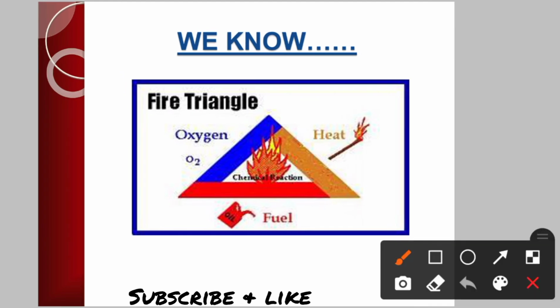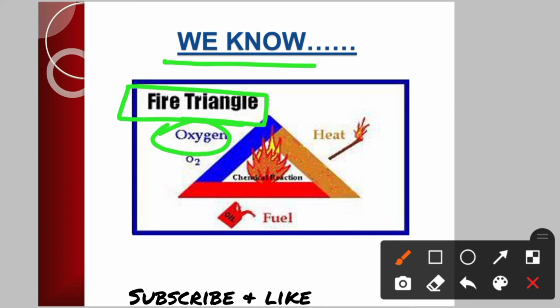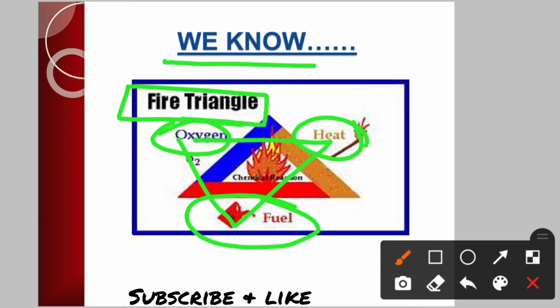So the first thing is, what is fire triangle? We know that fire can only be produced when there are three important components, that is oxygen, heat and fuel. Because of these three the fire exists. When these three are together we call it the fire triangle. So you can understand that if somewhere there is a fire, the reason behind it could be oxygen, heat and fuel. If you remove any one of these, the triangle is broken and the fire is extinguished.